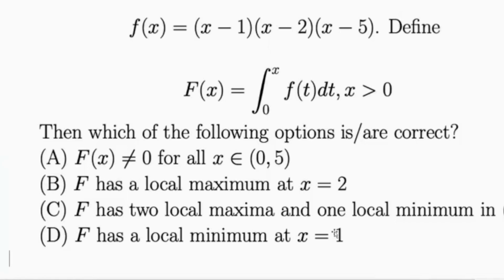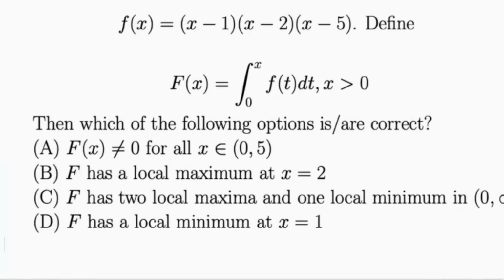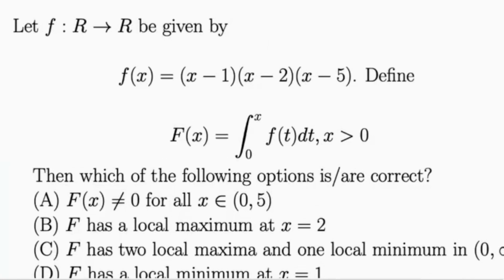So essentially, we have a function f from R to R, which is defined by small f(x) equal to (x minus 1) into (x minus 2) into (x minus 5). And we're given capital F(x). And now we are to check 4 options, to see which of them are correct or not.